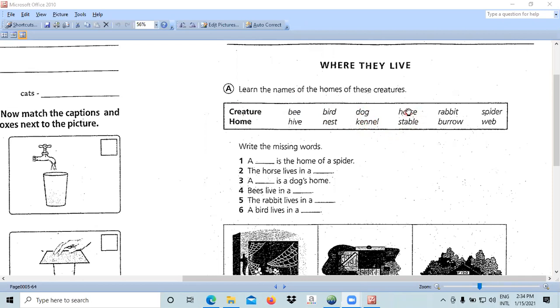The home of the horse is stable. S-T-A-B-L-E, stable. Then the house or the home of the rabbit is burrow.